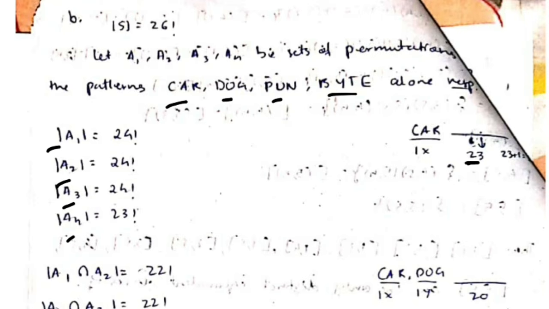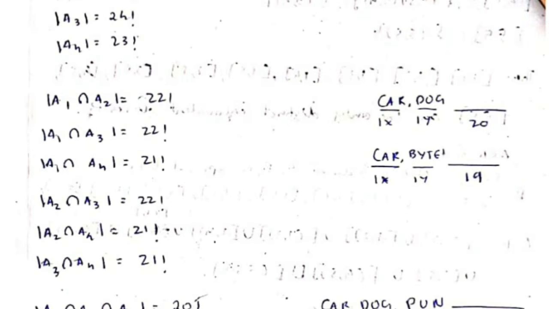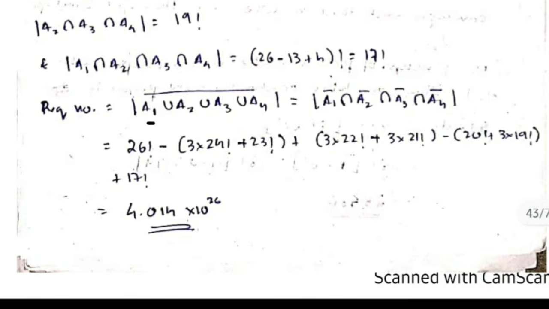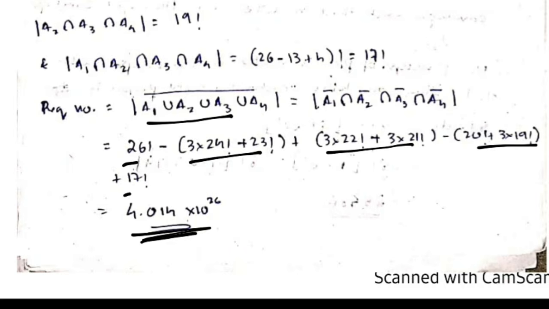Along with 23 letters, if we consider CAR as one unit, that means 24 possible entities are there, and the total number of ways of arranging these is 24 factorial. In the second part, for finding S2, we will consider 2 at a time. Car and dog will be considered as separate units. If they are considered as separate units, that means total number of entities is 22, so 22 factorial. By applying this formula, which is S0 minus S1 plus S2 minus S3 plus S4, you will get the final answer here.